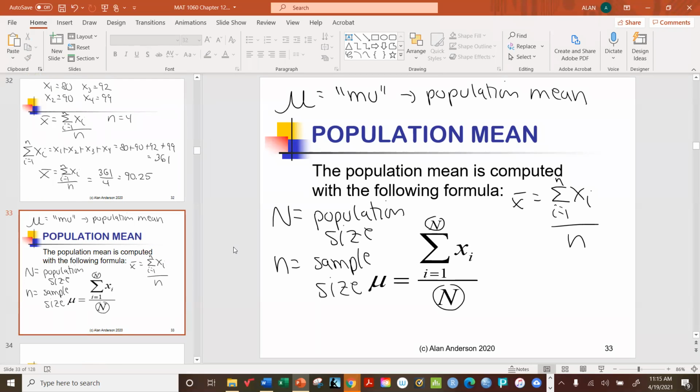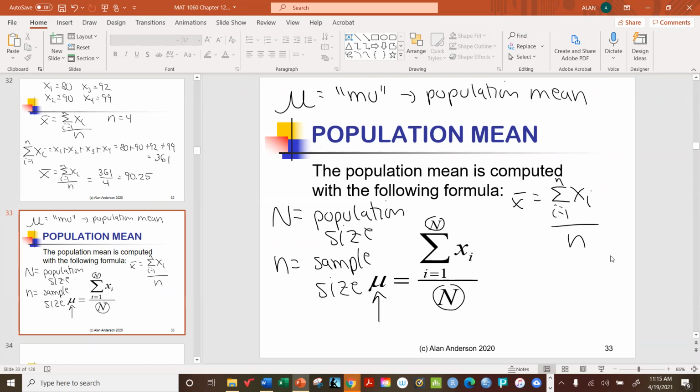I wrote the other formula again here so you can see it. There are two main differences between the population formula and the sample formula. The most obvious one that jumps off the page at you is this one. That is the Greek letter mu, and it is used to represent the mean of a population. And they chose that apparently because this is the equivalent of the M in the Roman alphabet. So M for mean, it makes sense.